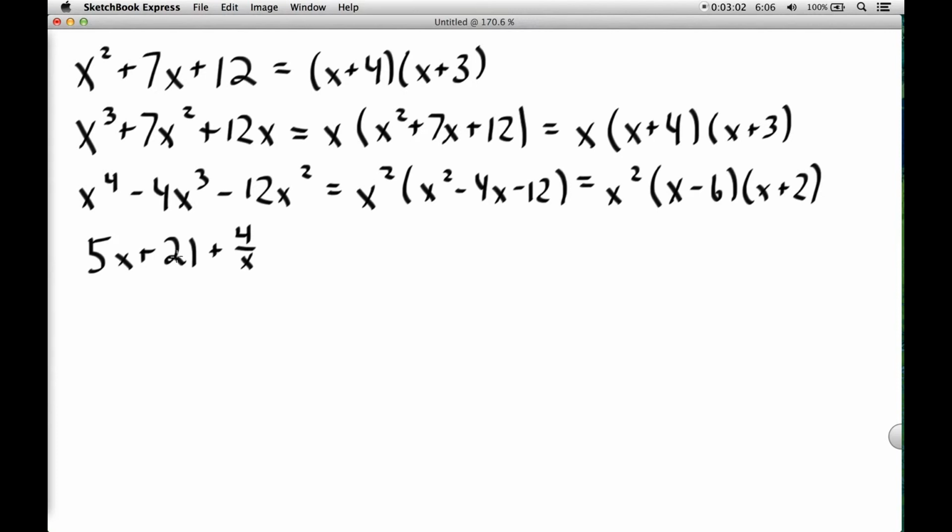X to the 0 is 1, so you could say there's an x to the 0 here. So we have x to the first, x to the 0, and 4 over x. Well, remember, dividing by x is the same as multiplying by x to the negative 1. So all we really have here is x to the first, to the 0, to the negative 1. So we're just going to multiply everything by x. In order to do that, we're factoring out 1 over x, or x to the negative 1.